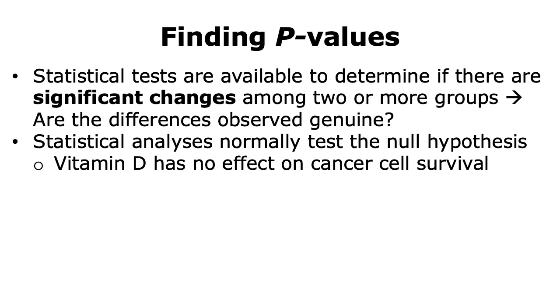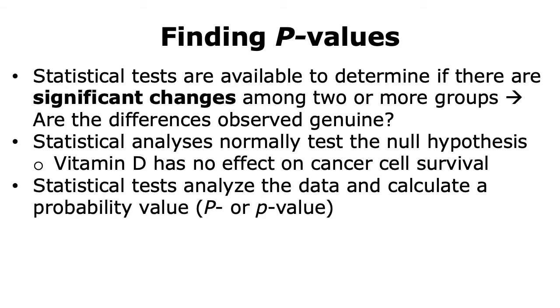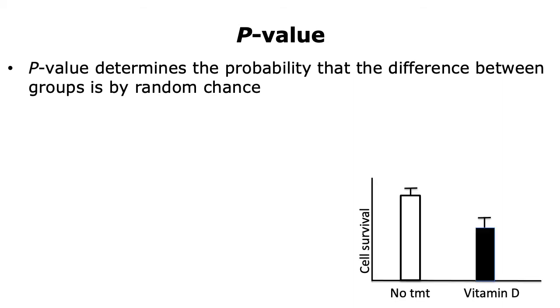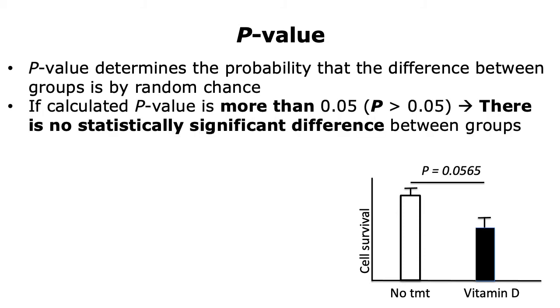Now, the statistical tests that are used will analyze the data and calculate a probability value called the p-value. The probability value, or p-value, determines whether the difference between the groups is by random chance. So when we look at our data and we find the p-value, if the p-value, which is a number, is more than 0.05, then we conclude that there is no statistically significant difference between the two groups. And what that means is that we will accept the null hypothesis, which stated that there is no effect of vitamin D on the survival of cancer cells.